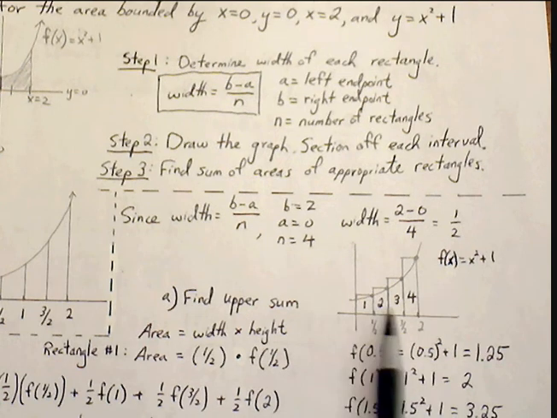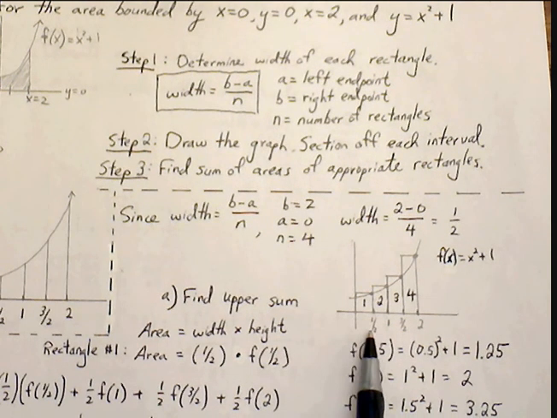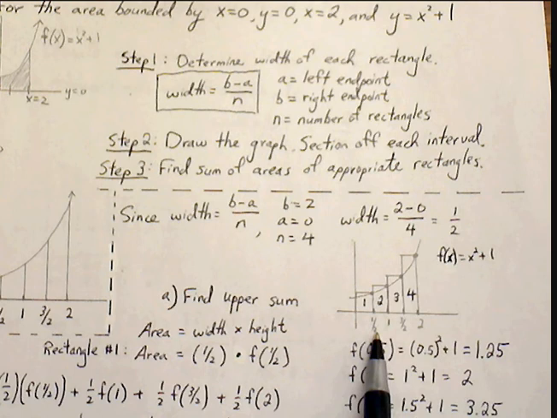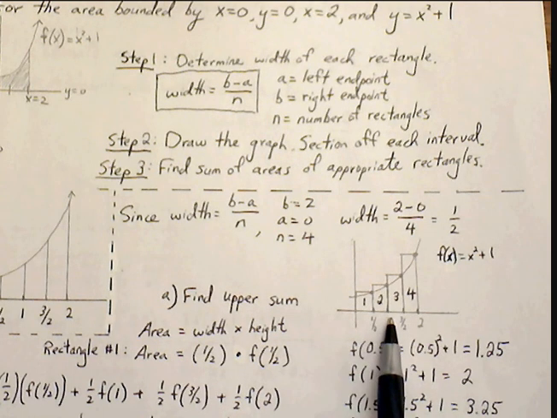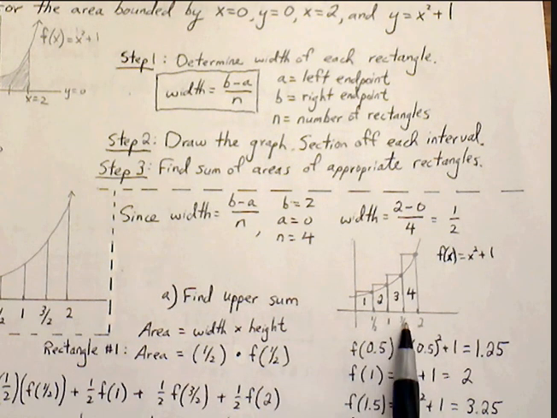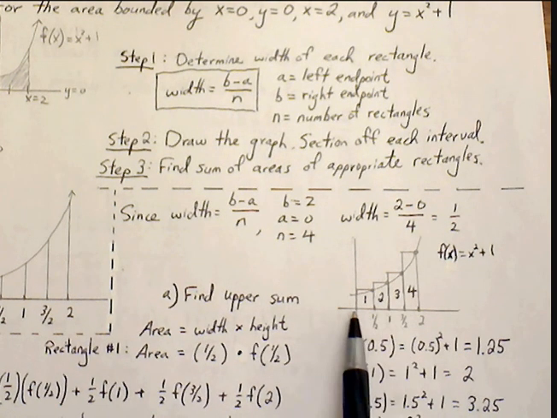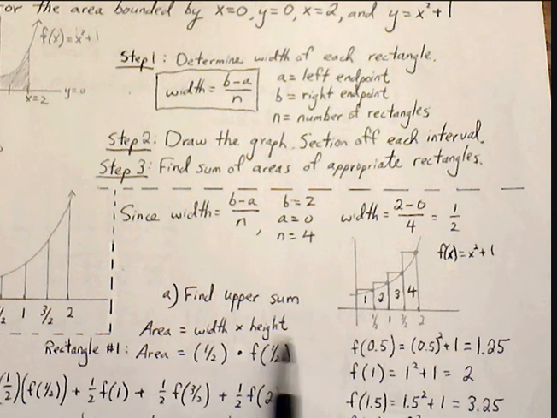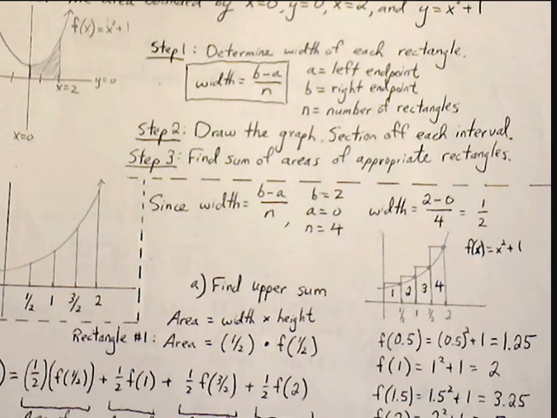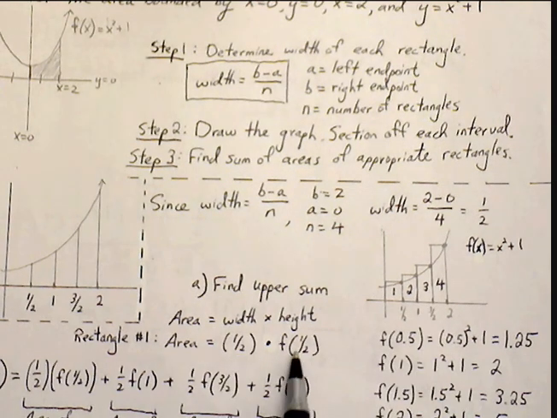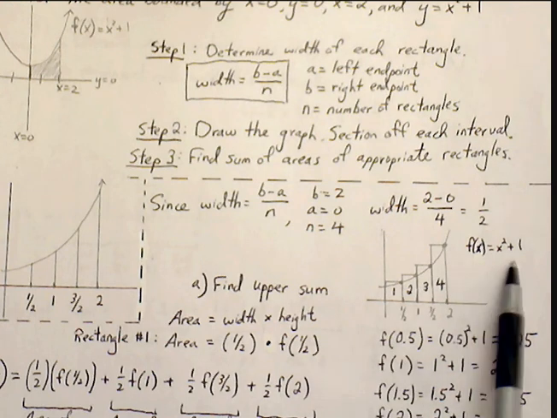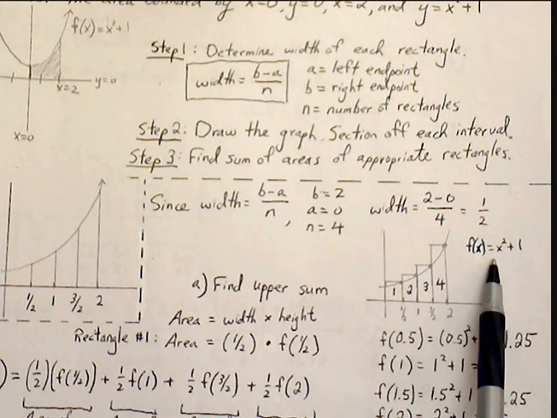So for the first rectangle, we see the right endpoint is at x equals 1/2. The right endpoint for rectangle 2 is at 1. The right endpoint for rectangle 3 is at 3/2, and then finally at 2. Okay. So we're basically just going to find the area of each of these rectangles. The area of a rectangle is simply going to be width times height. Now the width of each rectangle is going to be 1/2, right? It's going to be the same for each rectangle. But for the height, we're going to use f of x.